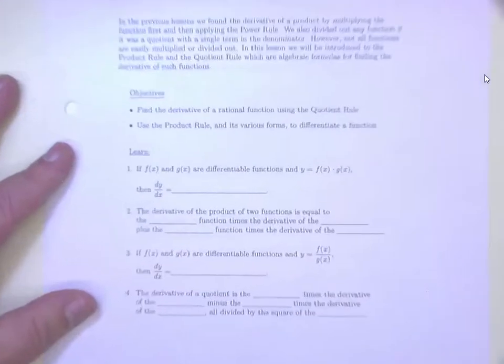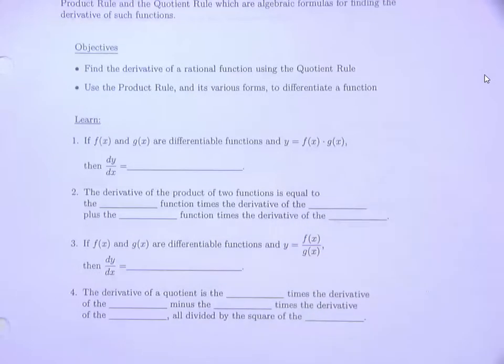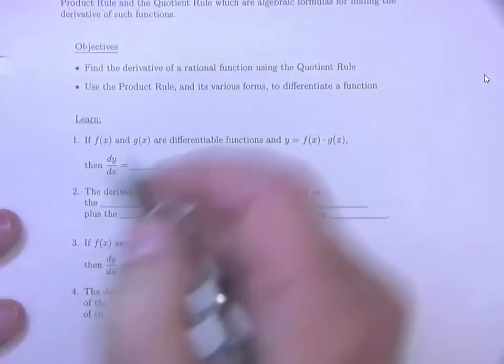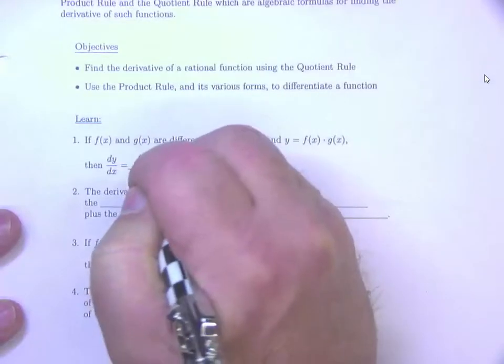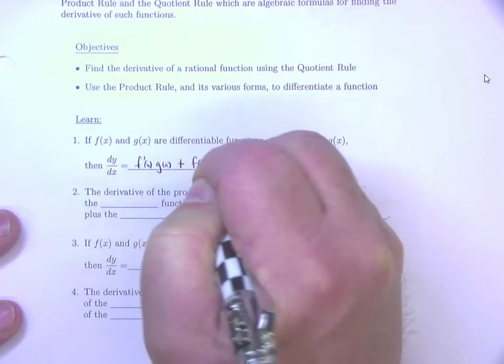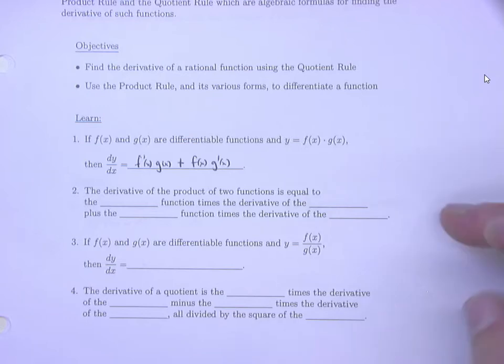All right, so let me blow this up. So again, we're going to take the derivative of much harder stuff. So here we go. If f of x and g of x are differentiable functions, and y equals f of x times g of x, then dy over dx, and that's our Leibniz notation for the derivative, is going to be f prime of x times g of x, because it's a product, plus f of x times g prime of x. It's an alternating derivative. Derivative of the first times the second plus the first times derivative of the second. Okay? And I tried to put this in the notes here.